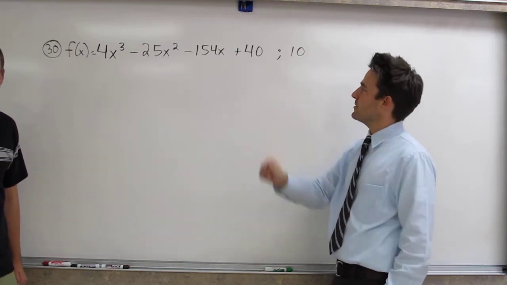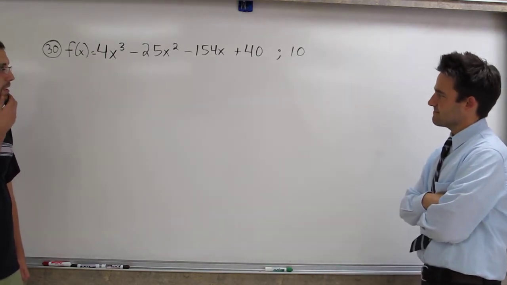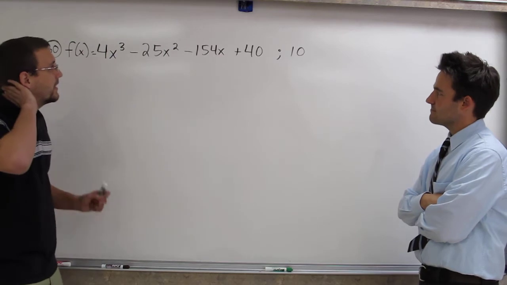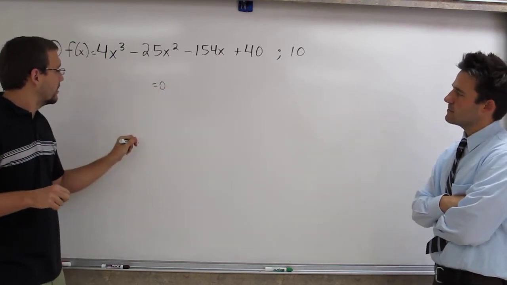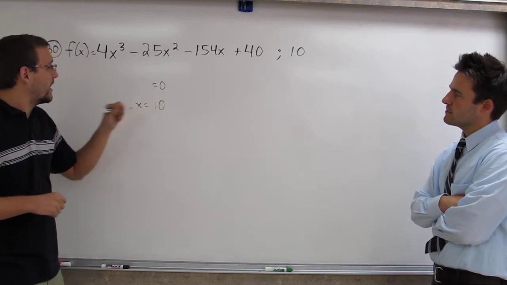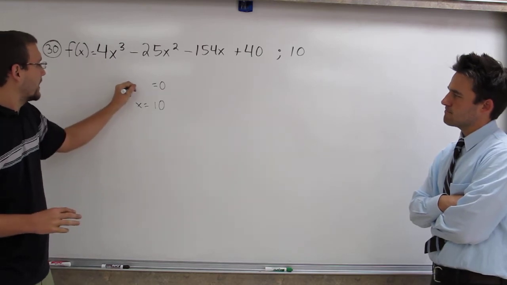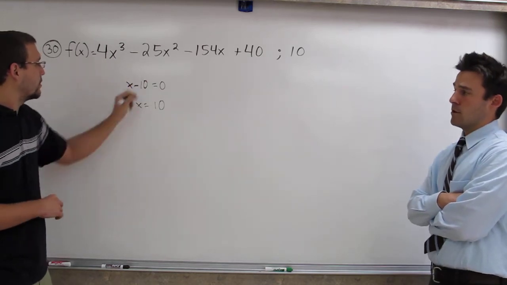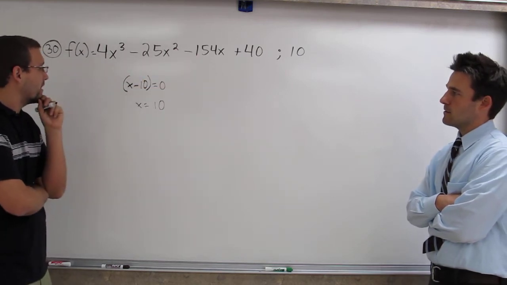So what would you do, Mr. Hammell? The zero's at 10. So that's kind of like working backwards, I think. That means at some point I had something equal to 0, and then I got an answer of x equals 10. So working backwards, that had to have been x minus 10 equals 0. So I think that's telling me the factor is x minus 10.